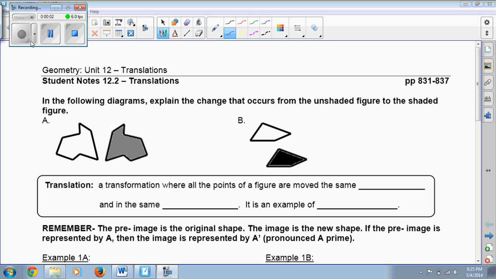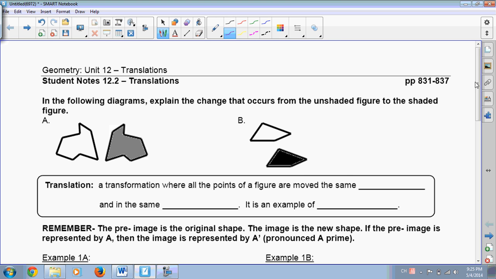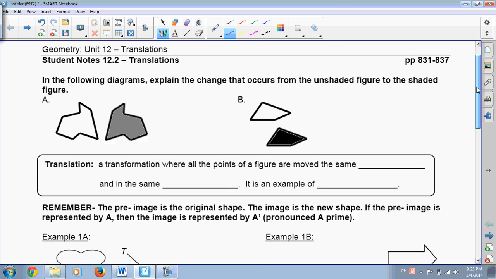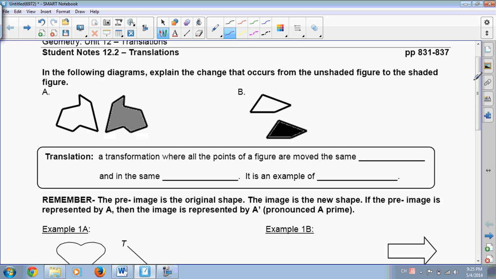Okay, this is Student Notes 12.2, Translations. This unit and this lesson is one of the easiest you will see all year long. So we're just going to start off with a few easy diagrams. In the following diagrams, explain the change that occurs from the unshaded figure to the shaded figure.